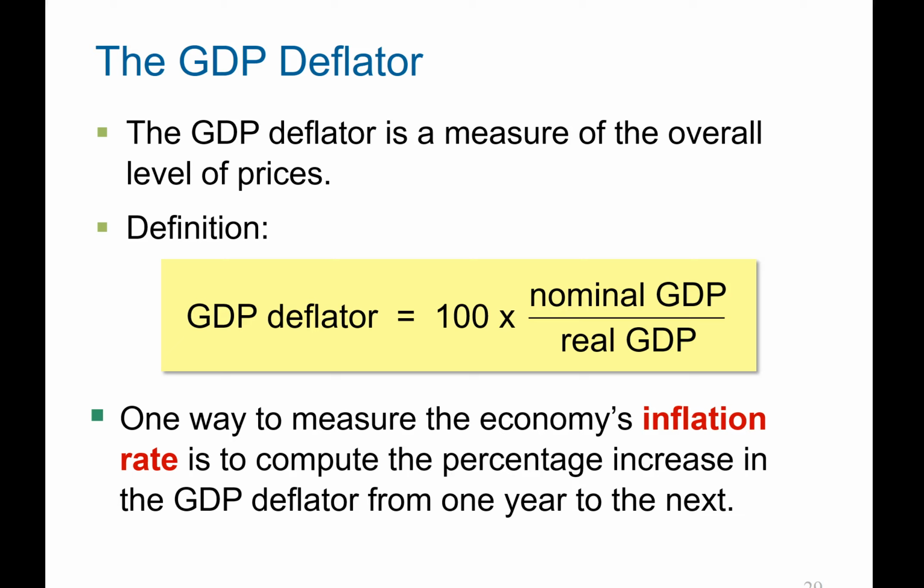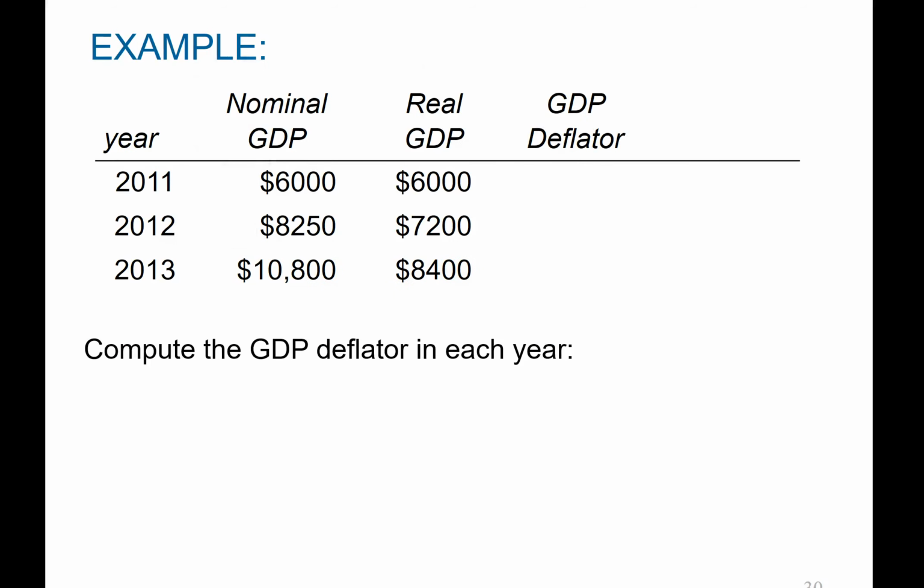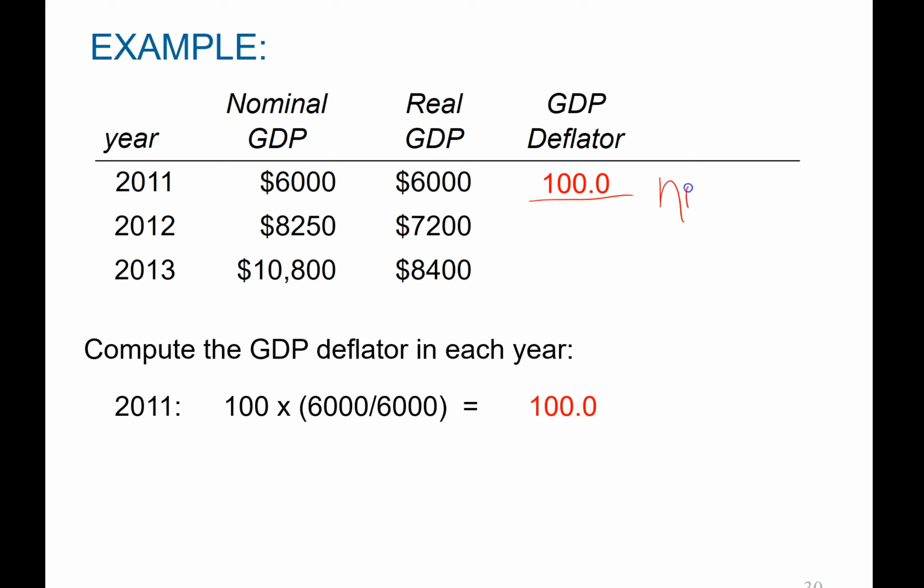The way to measure the economy's inflation rate is to find the percentage increase from one year to the next using the GDP deflator from one year to the next. So we're going to see how that's done. Here's a good example of this. We can calculate the GDP deflator in each year using that formula, and we can see that the GDP deflator in the base year is always going to be 100, because if you remember the formula, it was nominal over real.